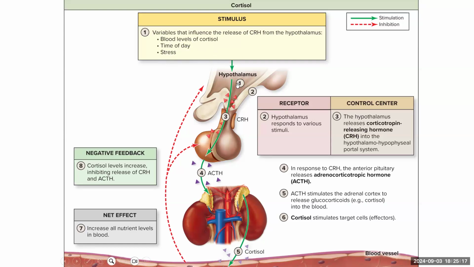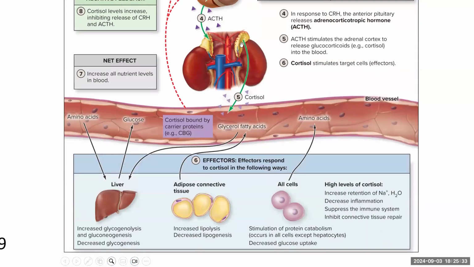Same type of scenario here. We have our hypothalamus, which is going to be releasing the corticotropin-releasing hormone, CRH, into the anterior pituitary. The anterior pituitary is going to release the ACTH, the adrenocorticotropic hormone, through the bloodstream. It makes its way down into our adrenal glands, and then it causes the adrenal glands to release cortisol, or corticosteroid, into the bloodstream. And so it floats around the body.